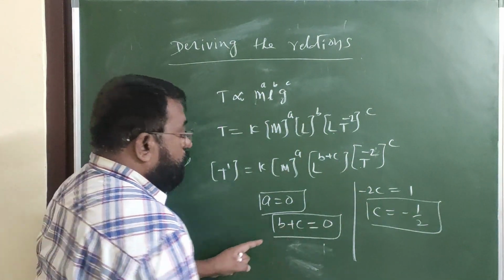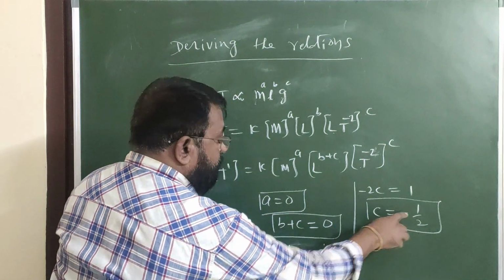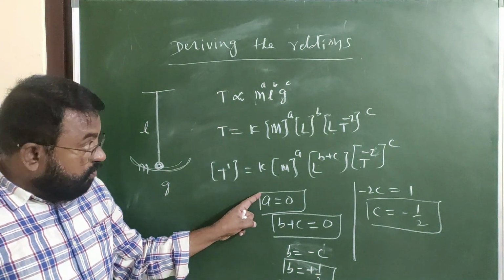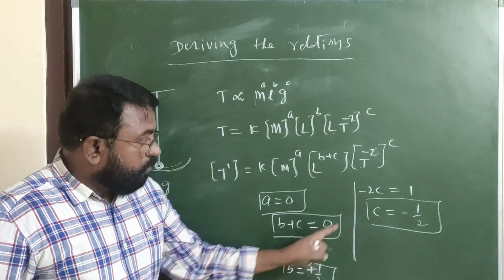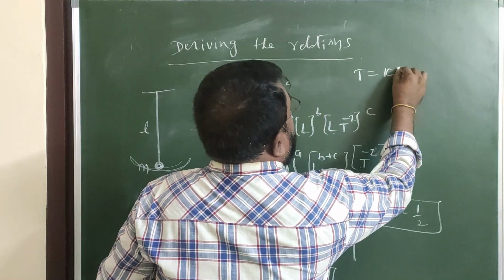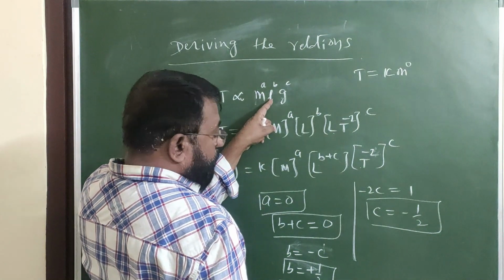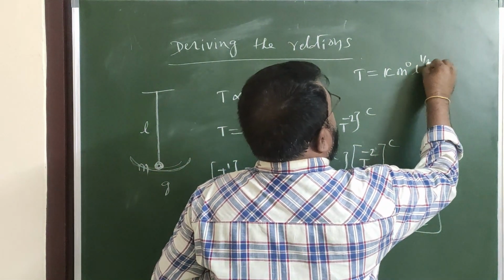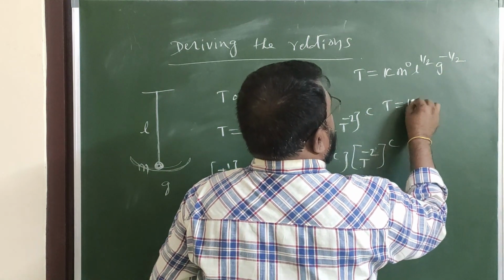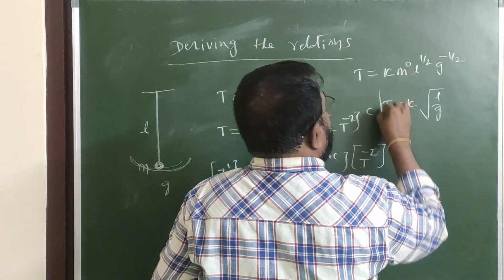Here, b plus c is equal to 0. Therefore, b is equal to minus c. What is c? Minus 1 by 2, minus into minus, plus 1 by 2. Therefore, a is equal to 0, b is equal to 1 by 2, and c is equal to minus 1 by 2. From this, T is equal to k into M to the power of 0, L to the power of 1 by 2, and g to the power of minus 1 by 2. This becomes T is equal to k into square root of L by g.